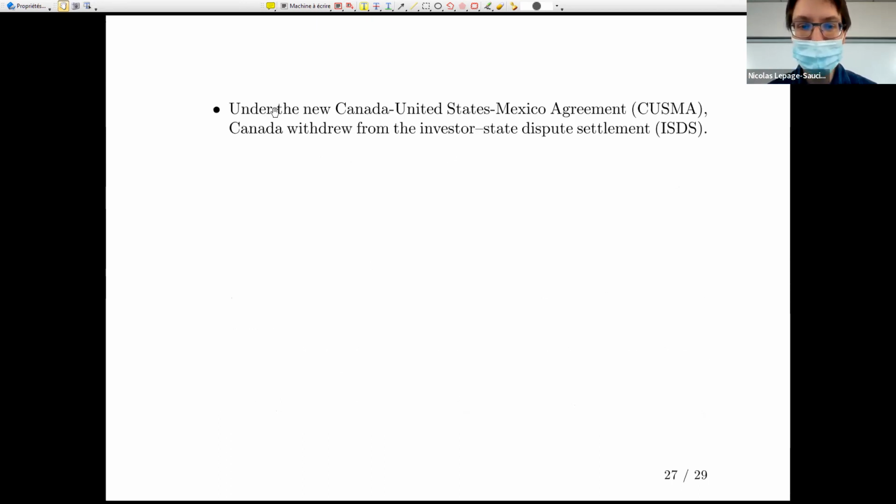Oh yeah, so that's it here. So with CUSMA, Canada withdrew from this investor-state dispute settlement body, ISDS. I don't know about Mexico or the US. Okay, so that's all I had to say for this chapter.